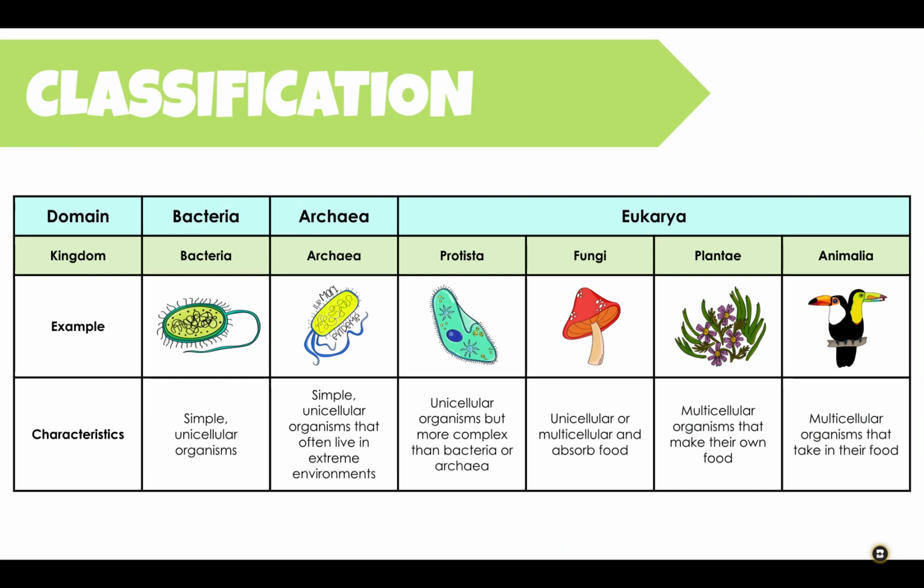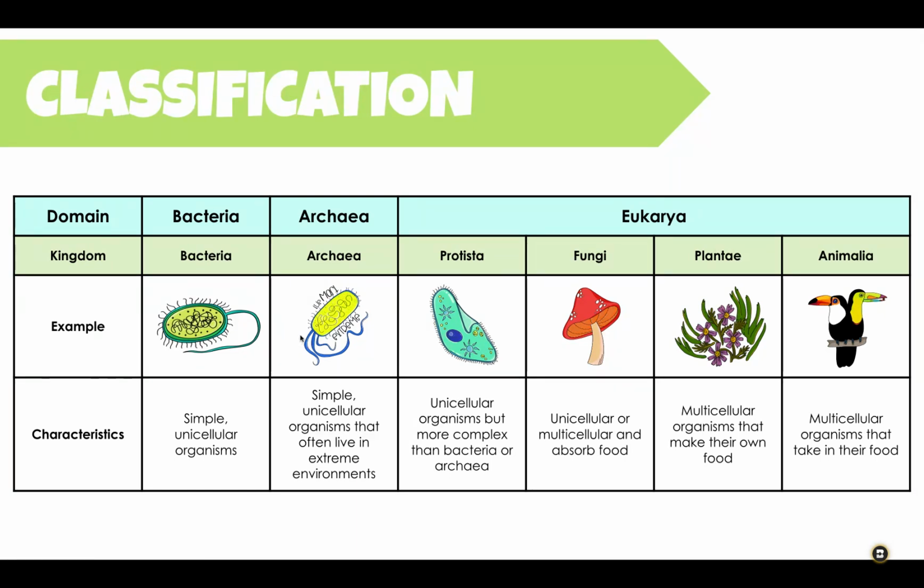To look at those top 2 levels in more detail, there are 3 domains: the bacteria, archaea, and eukarya domains. And then there are the, I have 6 kingdoms here. It varies depending on where you look. So we have the kingdom of bacteria, which falls in the domain, and these are just really simple unicellular organisms.